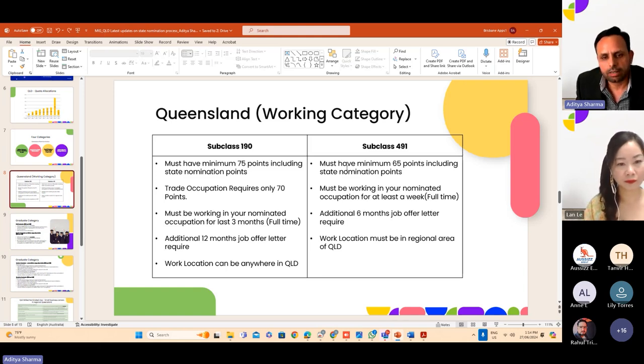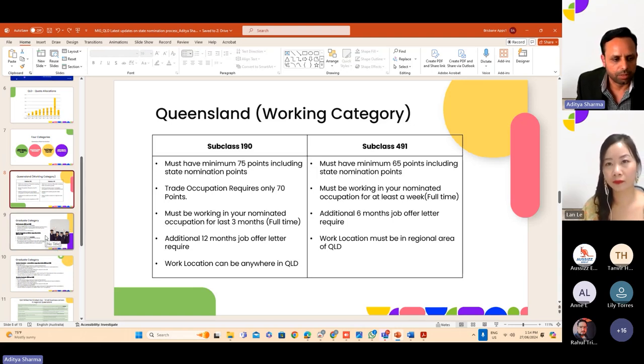So this is the state criteria. Apart from this, you will have to have competent English, a positive skill assessment, and all those sorts of things. But this criteria is for the Queensland government.